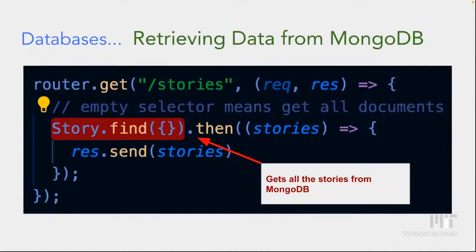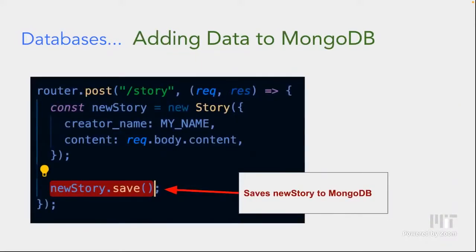And this is one way to get all the stories from the database. You just use the story.find function, and if you pass in nothing, it gets all of the stories. And this is how you add a new story. You create a new story object, which we defined in our schema, and then you just save it. And that creates a new story.